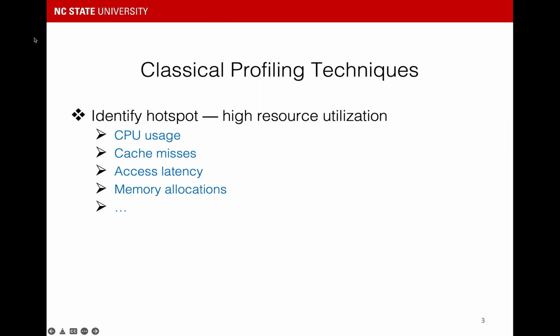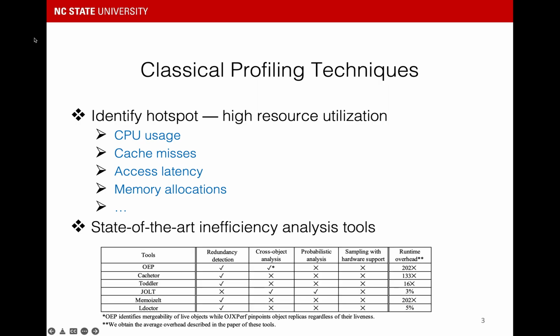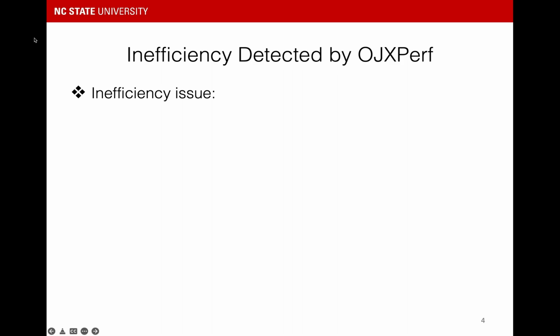We also investigated some of the state-of-the-art Java inefficiency analysis tools. Most of them bring significant overhead because of no support for hardware sampling, and very few of them can provide cross-object analysis. Even though some tools focus on object-level inefficiency, none of them can detect redundant computation caused by object replicas. The performance issue detected by OJXPerf is object replica.